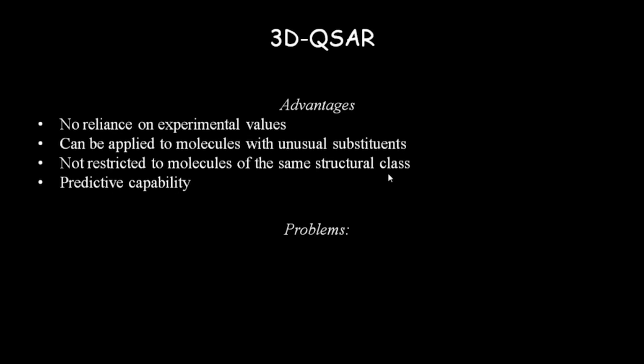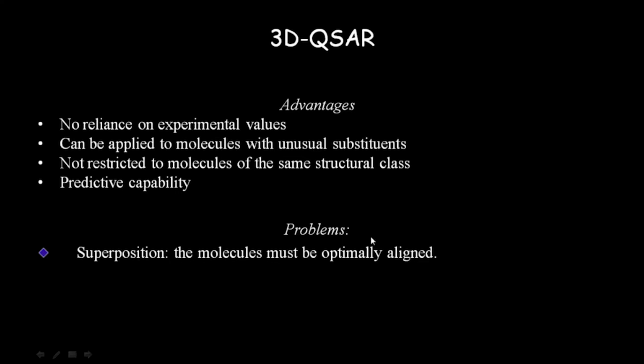So what are the problems? The molecules must be optimally aligned. That's very important, because you have placed one on top of another, and they may be very, very different, so placing them may not be really practical. Then there is the flexibility of the molecules, because molecules can take different conformations. If you have many rotatable bonds, that's a problem.